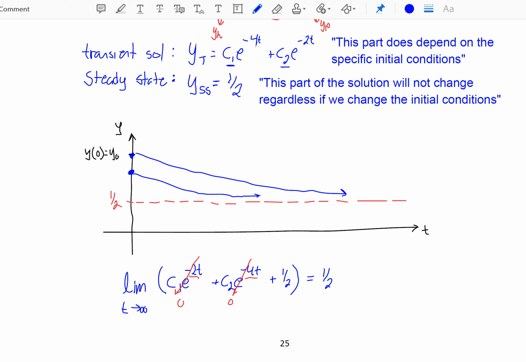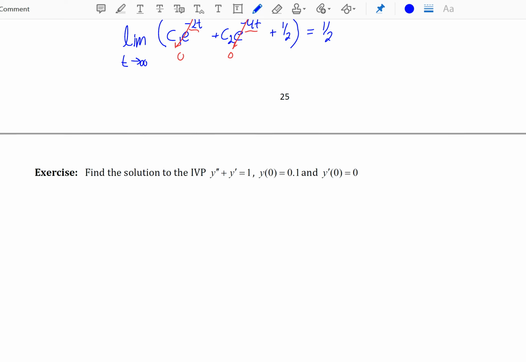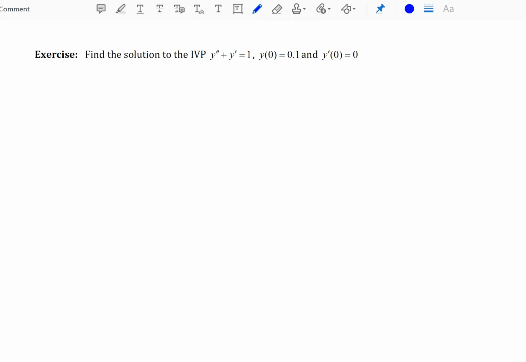Let's look at another example. Let's find the solution to the IVP y double prime plus y prime equals 1. Now our starting point will always be to look for the homogeneous solution first.